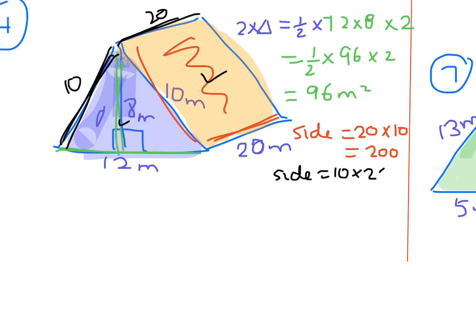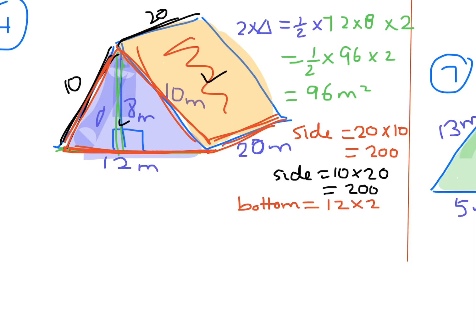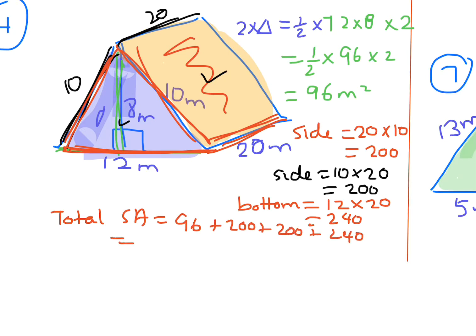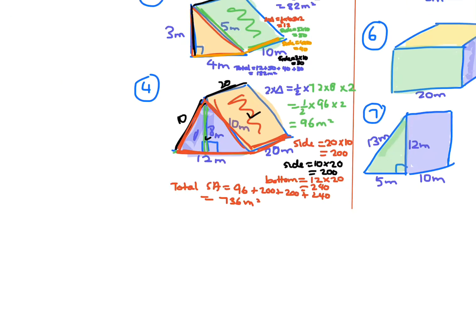So that would be 10 times 20, which is another 200. And then there's one more side. Just like if you go around the outside of this, you'll see we've done that one, then we've done that one. We have to do the bottom. So when you do the bottom would be 12 along here times the 20, which is 240. So the total surface area, you add all these up, so that adds to 736 metres squared.